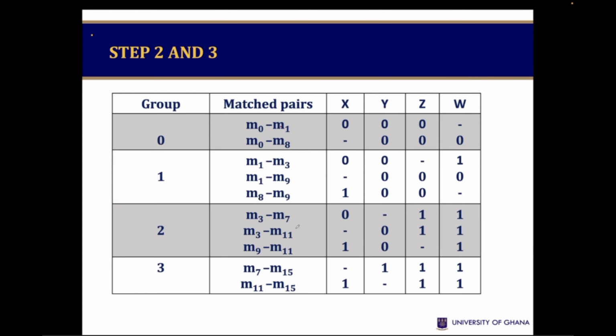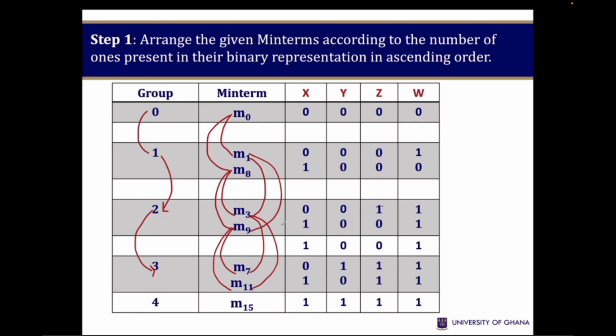Very good. Then let's look at M9 with M7, M9 with M11. They differ at Y. M3 and M7 differ at Y. They differ at Y and have a match on the rest. Okay, so they differ at Y, right? Good.